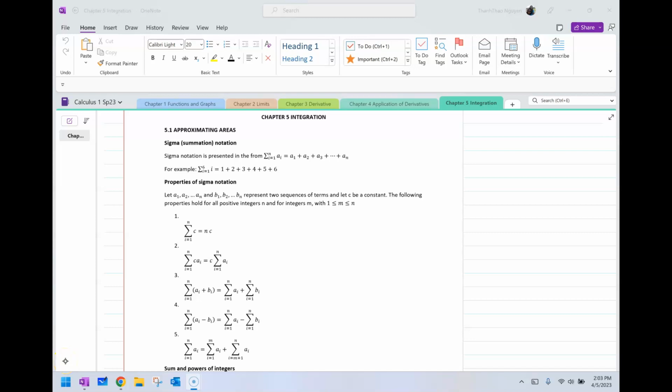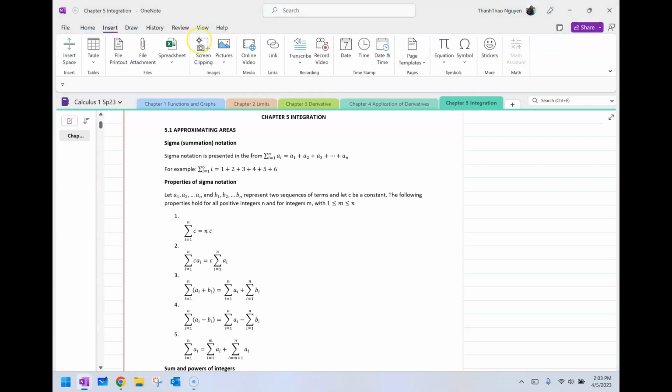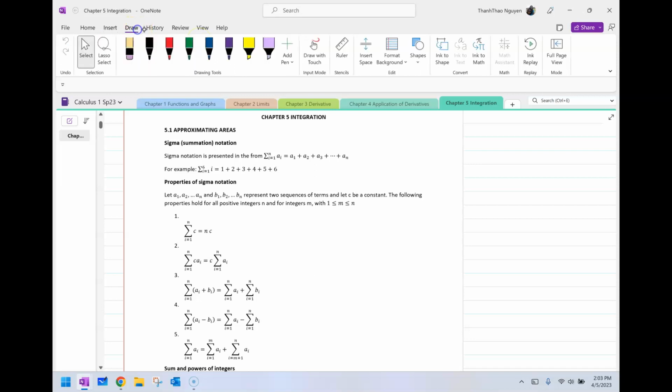Chapter 5, Integration. We will look at how to approximate the area. Before we do that, let's take a look at the summation notation. The sigma notation is of the form sigma from i equals 1 to n. So i equals 1 is the starting point and n is the ending point.